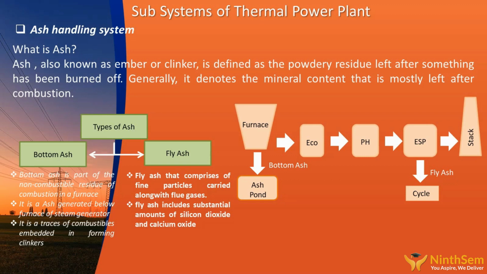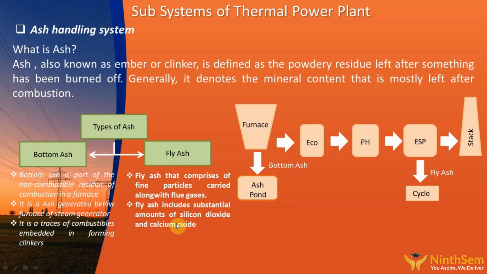Ashes can be classified into bottom ash and fly ash. The bottom ash is the part of the non-combustible residue of combustion in a furnace. It is ash generated below the furnace of the steam generator, with traces of combustibles embedded, forming clinkers. It is formed as a clinker and deposited over the boiler tubes. Finally, it is collected at the bottom of your furnace, and that is called bottom ash.